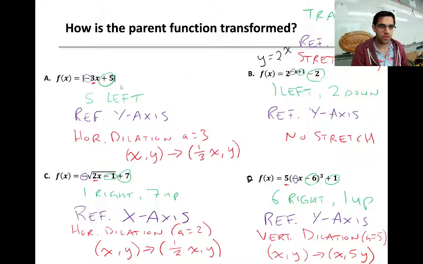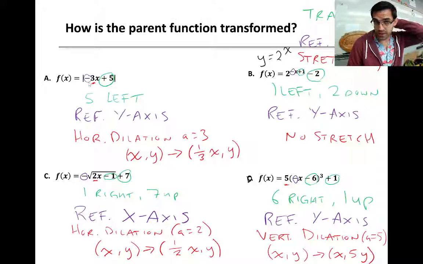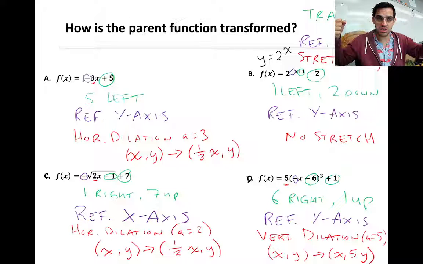So example A, we have the absolute value of negative 3x plus 5. Well, the negative in front of the 3x means we're doing a reflection. The negative is inside of the brackets right next to the x, so it's going to be a reflection of the x values, which means the x values are switching their sides across the y-axis. So it's a reflection over the y-axis. The 3 is on the x, it's being multiplied, 3 times x. So that's inside the brackets, which means a horizontal dilation, and our a value is 3.